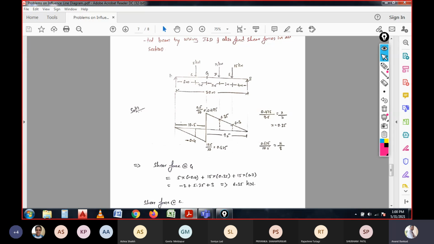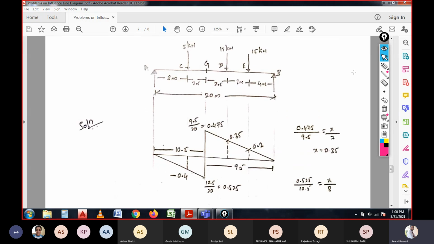Here again the diagram is shown. I hope now it is clearly visible. At this section we need to have the shear force. To calculate the shear force, again we need the value of coefficients at the sections we are considering. This 0.475 is calculated by referring to the total span. The total span is 20 meters, right?